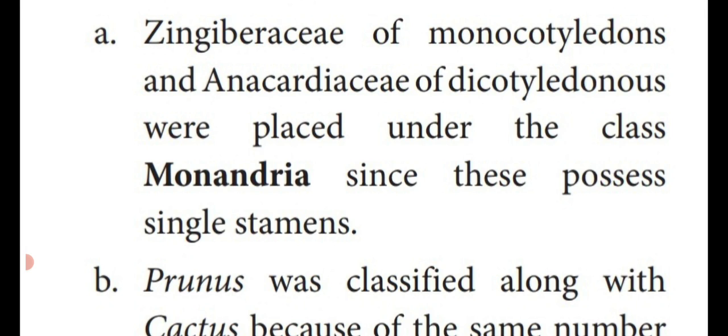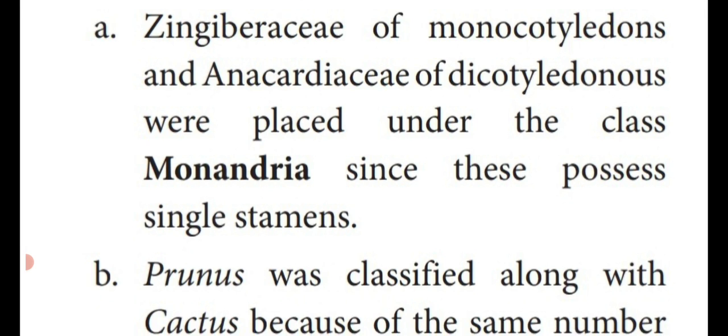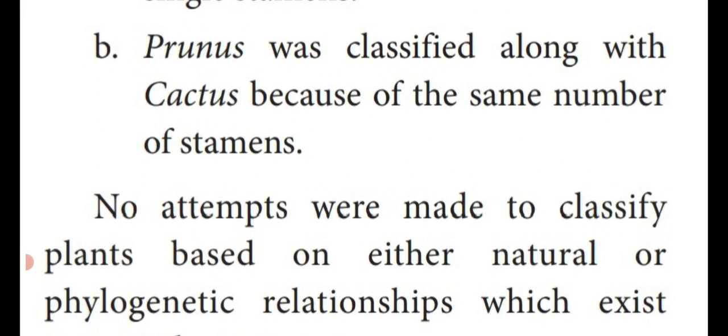So these Gingiberaceae family members and Anacardiaceae family members possess only one stamen. So what is the classification of artificial system? Based on the number of stamen, isn't it? So based upon the single stamen, he has placed unrelated family members into single group called Monandria. So 2-mark question, what is Monandria?